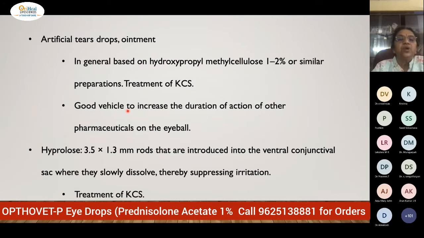Artificial tears: you can never work out any treatment in the eye without the prescription carrying an artificial tear as well as ointment. Drops and gel are available, mainly hydroxypropyl methyl cellulose. They are employed in the treatment of KCS. They are a good vehicle to increase the duration of action of other pharmaceuticals on the eyeball also.